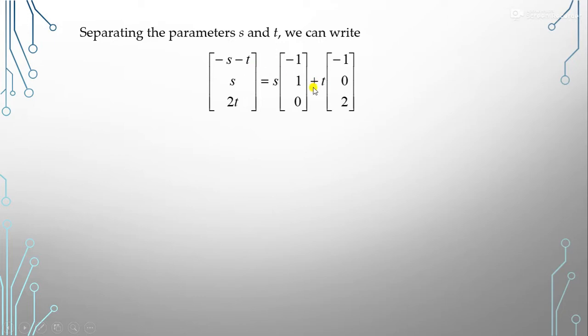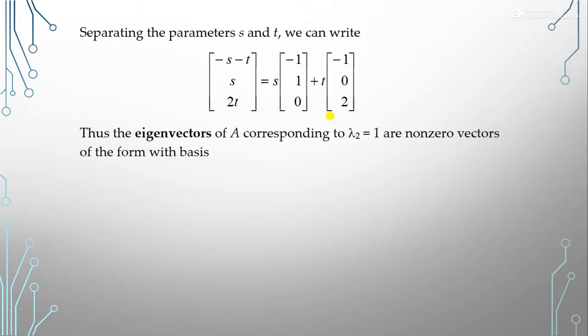Plus t. Now we take the coefficient of t. What is the coefficient of t in x1? Minus 1. In x2, there is no coefficient, so it is 0. And in x3? 2. It means that our other eigenvector is (-1, 0, 2). So the eigenvector of A corresponding to lambda equal to 1 has two basis eigenvectors, that is (-1, 1, 0) and (-1, 0, 2).